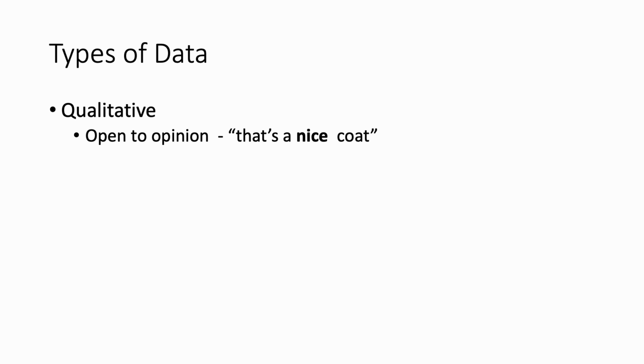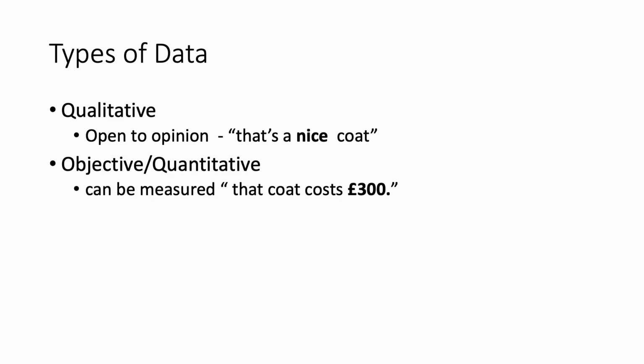So given that there must be a data set to compute a statistic, the question is what kind of data we may be encountering. Well, the data can be qualitative. This often reflects an opinion. For example, that's a nice coat. The word nice represents a quality. In contrast, quantitative data measures quantities. For example, the coat costs 300 pounds.